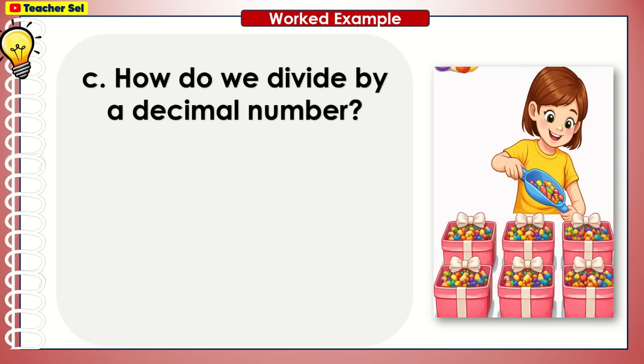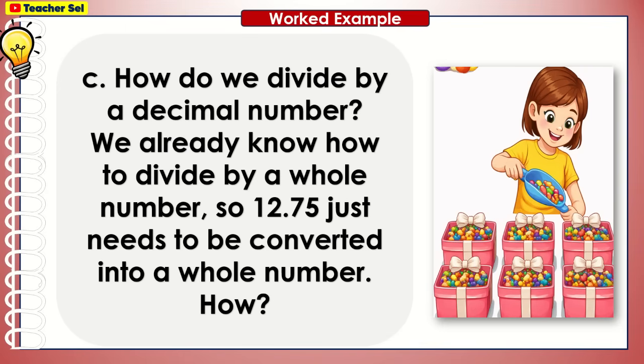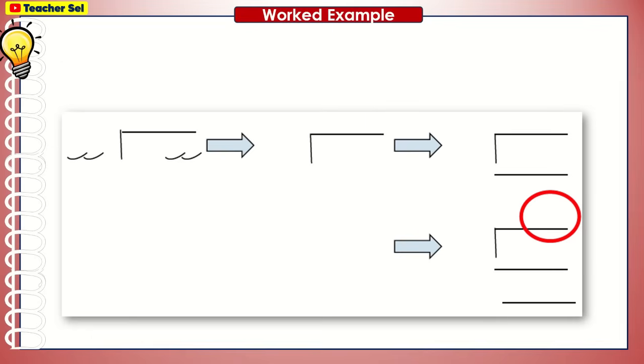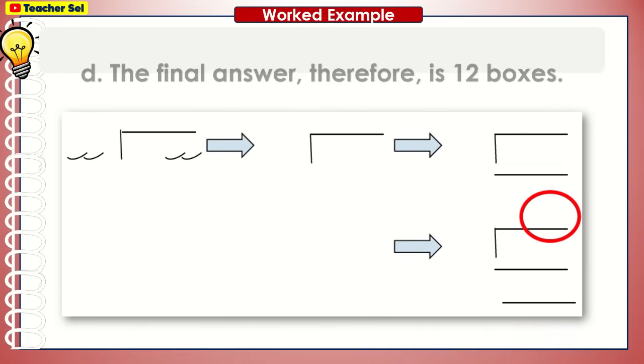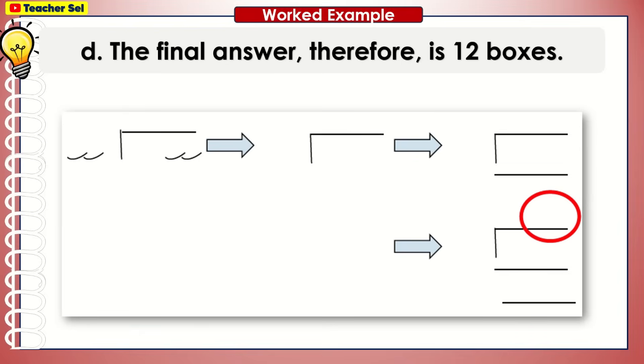How do we divide by a decimal number? We already know how to divide by a whole number, so 12.75 just needs to be converted into a whole number. How? Move the decimal point of 12.75 two places to the right. Do the same to 153 as shown below. The final answer, therefore, is 12 boxes.